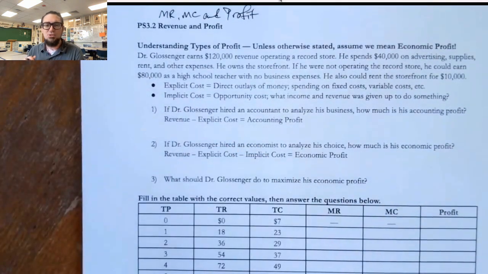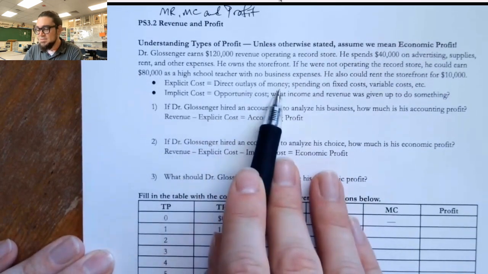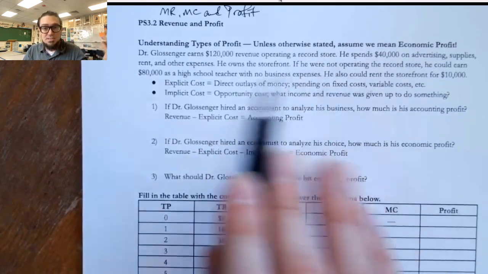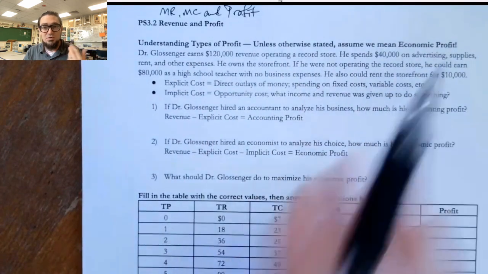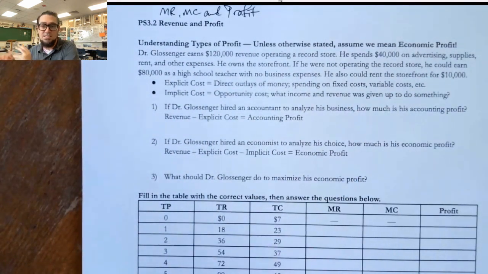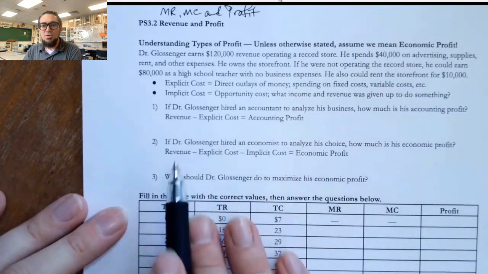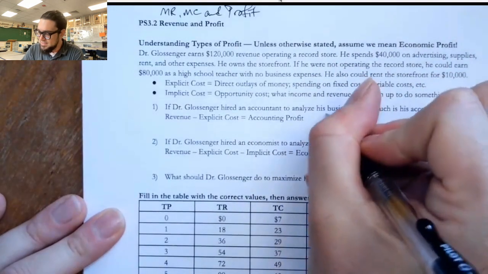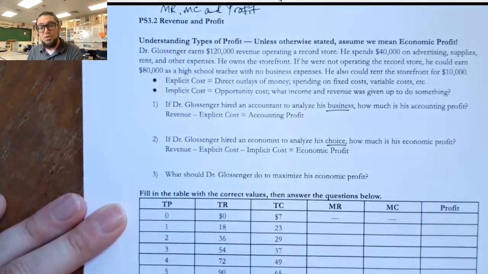Basically the distinction between economic profit and accounting profit is that if you ask an accountant, how much profit am I making, all they're really going to ask you is how much revenue do you have and how much explicit costs do you have? How many direct outlays of money, spending on fixed costs, variable costs, the other expenses, rent, advertising, and supplies. But if you ask an economist whether you should be doing something, they're not going to calculate profit quite the same way. They're going to say, well, it's about your choice, right? So here, analyzing a business versus analyzing a choice.